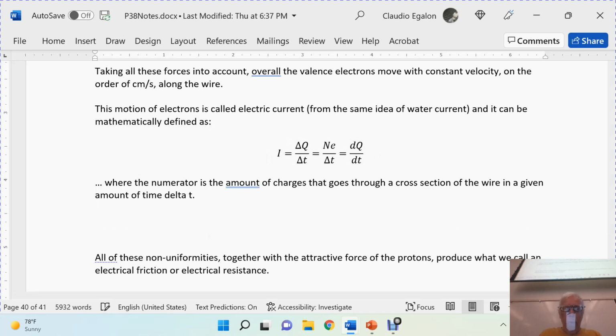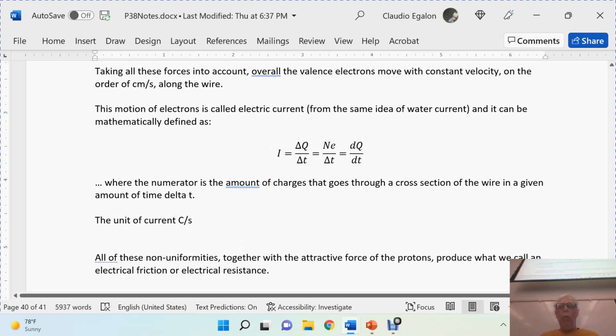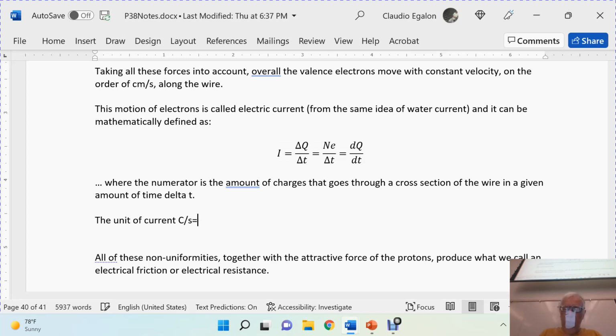Okay. The unit of current is coulombs per second. Coulombs upstairs, second downstairs. This unit shows up so frequently that we give it a name. We call it ampere and abbreviate it by the letter A.